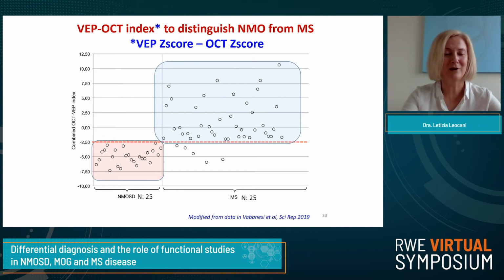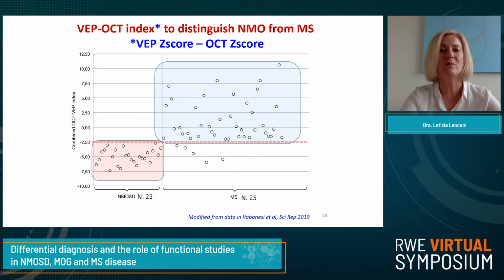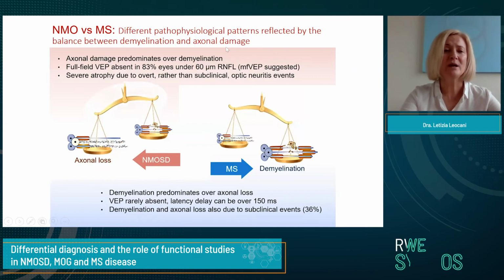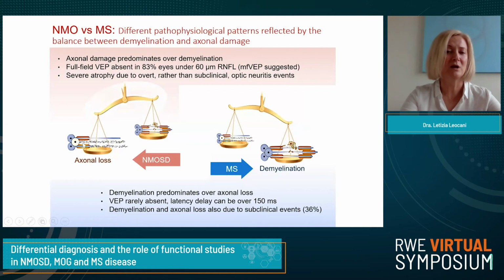So we can disentangle the physiopathological mechanisms of the two diseases, not with OCT only, not with VEP only, because there is a sort of overlap between the two conditions. But if we combine the two information, we can have a better separation between the two diseases. So we can consider that in NMOSD, we have a prevalence of axonal loss compared with demyelination, while the opposite is true for people with MS.